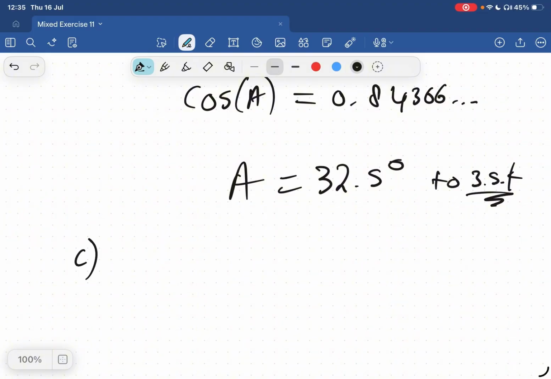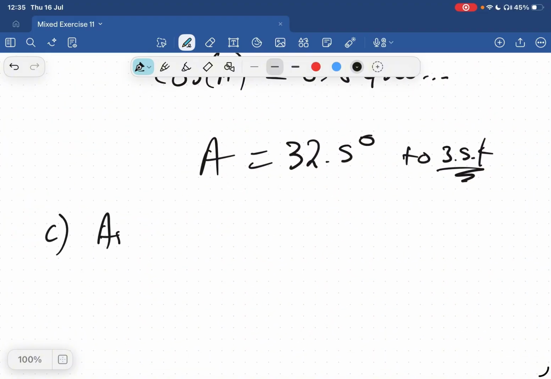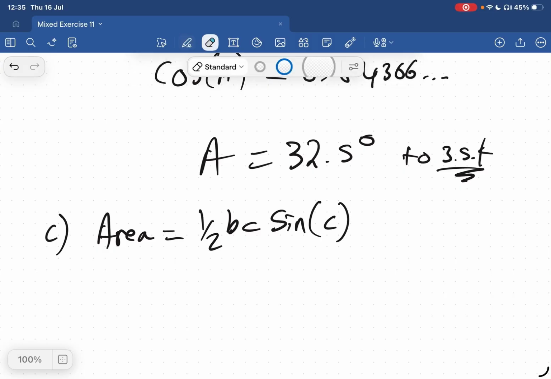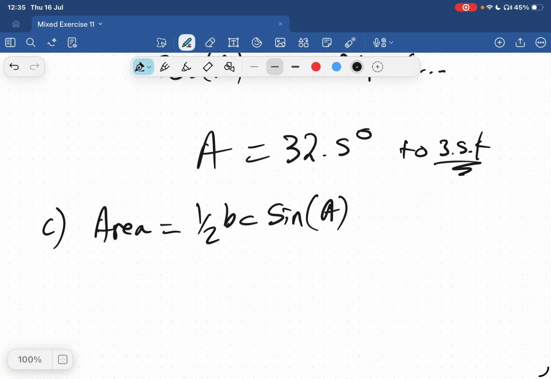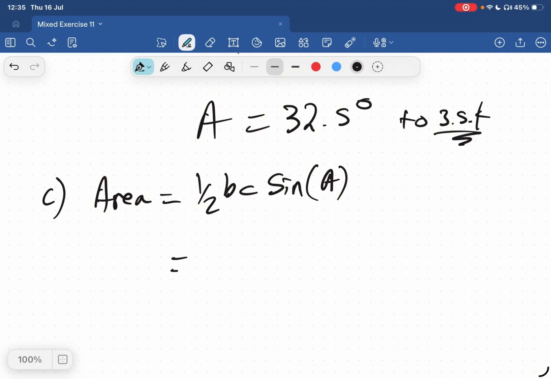Now, part C, we want to find the area. Okay, another formula, that's why it's such a good question. Make sure you know your formulas. Half ab sine C. Okay, half ab sine C. But that is the exact same as saying half bc sine A. You're just turning around the labeling.